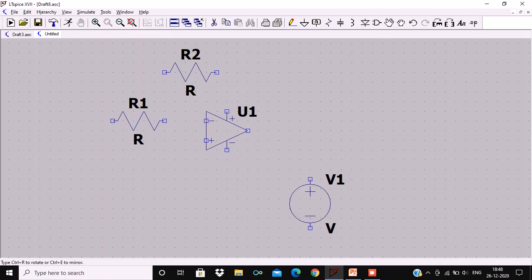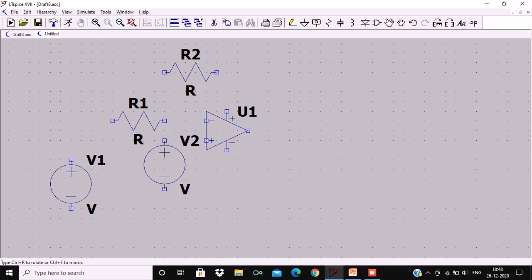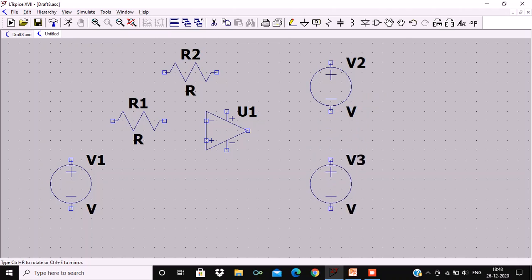The first source which I have taken will be connected to the inverting terminal of op-amp. The other two voltage sources are used to power the operational amplifier, and these two voltage sources are V2 and V3. Now, we will make the connections.